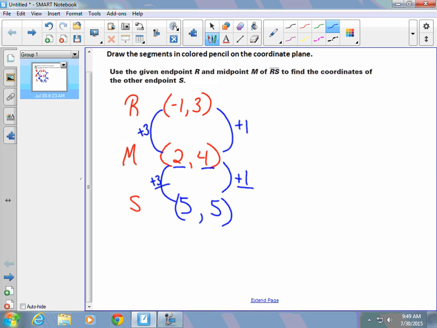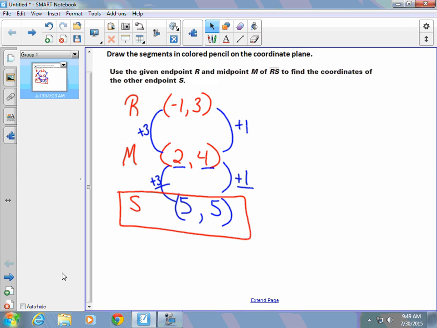So our missing endpoint is (5, 5), and that is your final answer for the missing endpoint. Now notice it's the exact same endpoint we found by graphing in the last video.